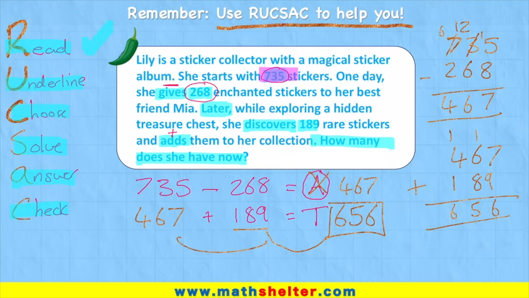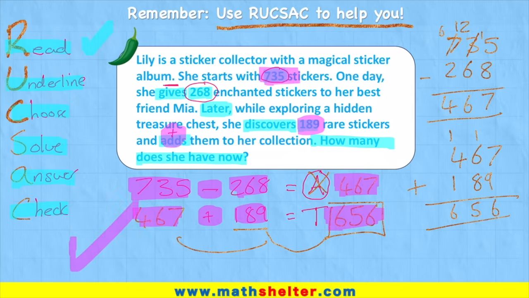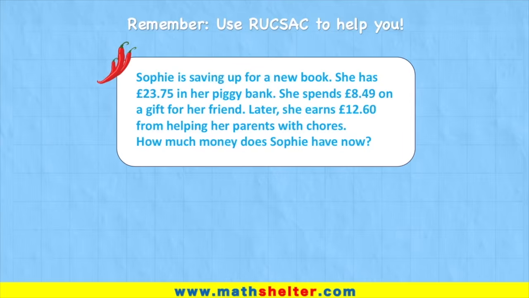I started with 735 and I put 735 here. One day she gives, so subtract 268, and that left us with 467. Then I had 467 add, just there, to my 189, just there, leaving me a total of 656. Good checking. And I've got a total answer of 656, job done. And I did that by using my rucksack method. Now let's look at a harder challenge. And again, I'm going to use my rucksack.